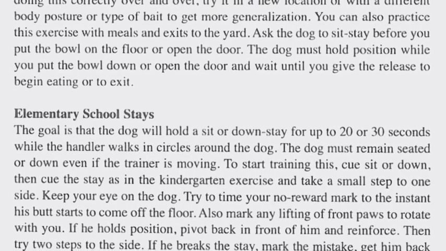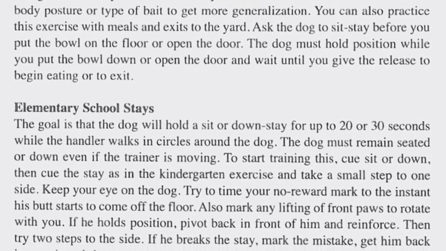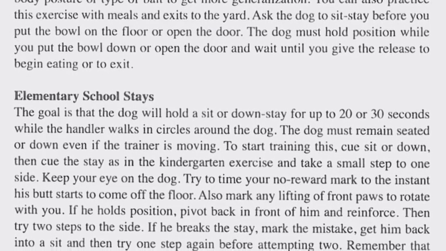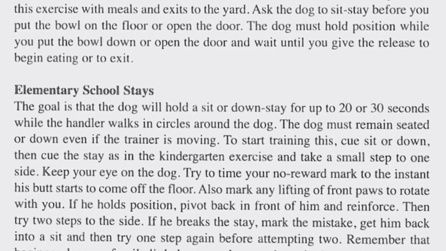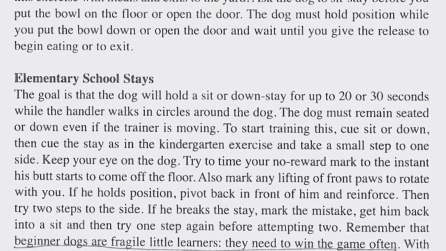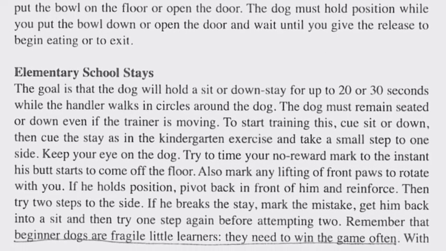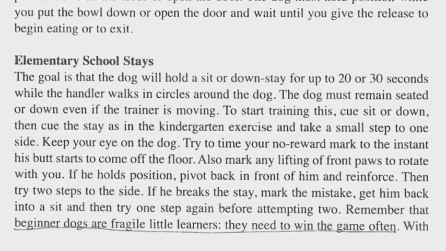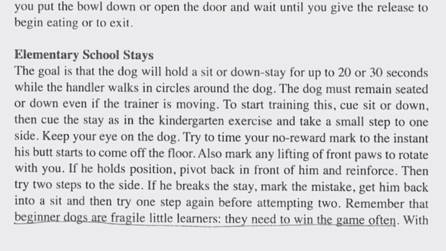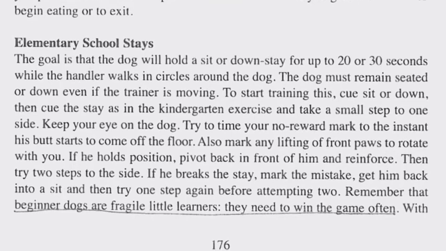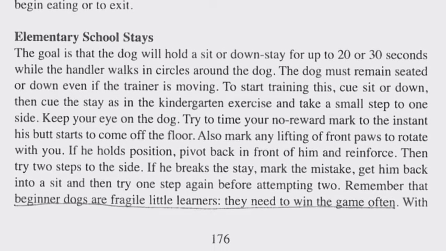Keep your eye on the dog. Try to time your no reward mark to the instant his butt starts to come off the floor. Also mark any lifting of front paws to rotate with you. If he holds position, pivot back in front of him and reinforce. Then try 2 steps to the side. If he breaks the stay, mark the mistake, get him back into a sit, and then try 1 step again before attempting 2. Remember that beginner dogs are fragile little learners. They need to win the game often.